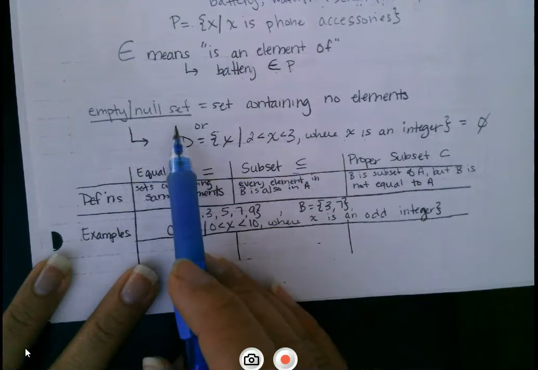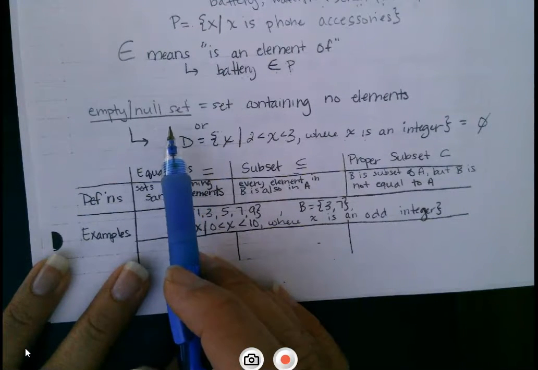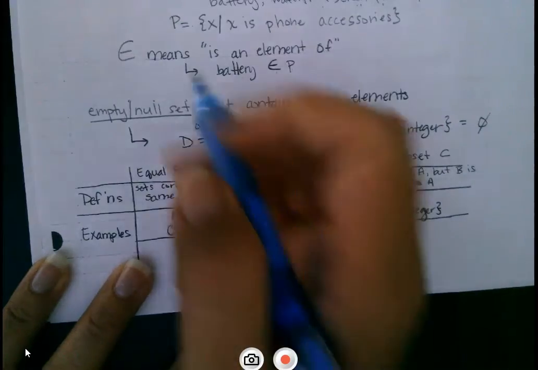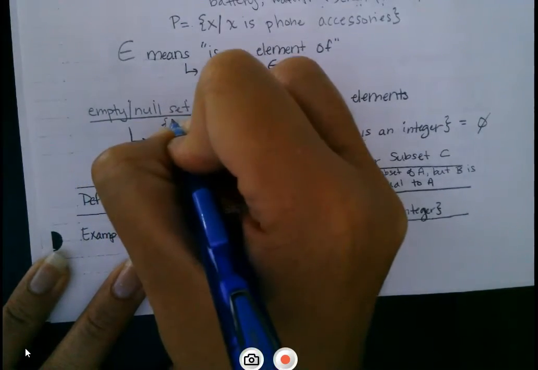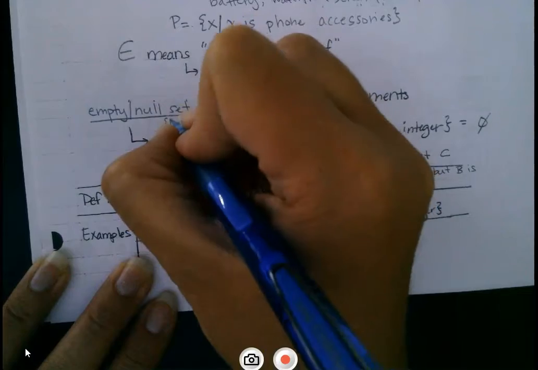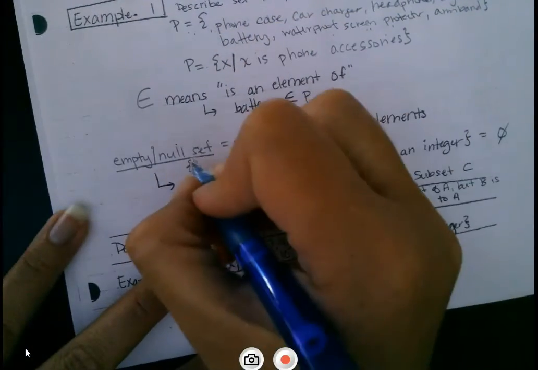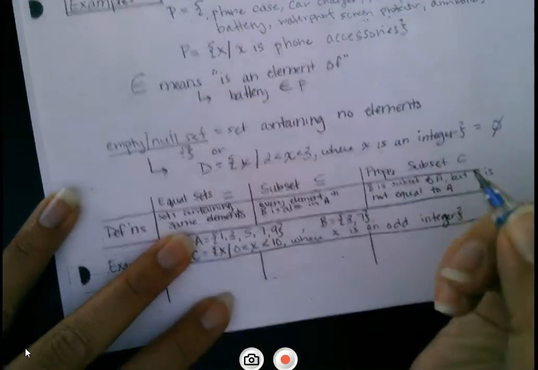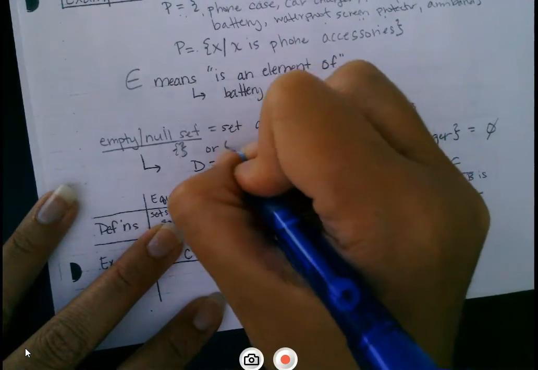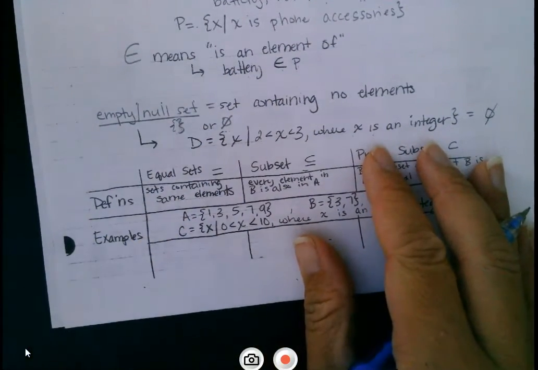Null. Good try. It is N-U-L-L, null. Now, the way we denote that is we're going to have empty braces with nothing in there. Or it's a 0 with a line through it. That is how you denote a null set.